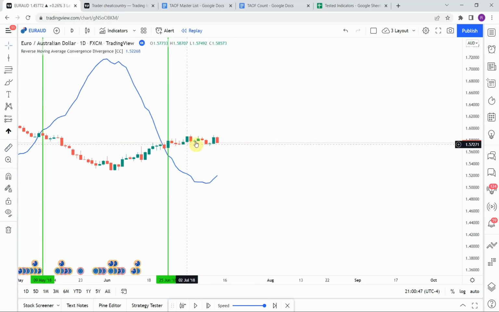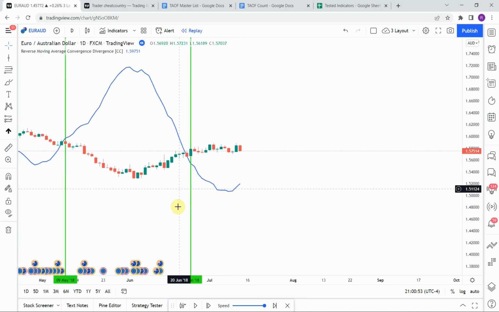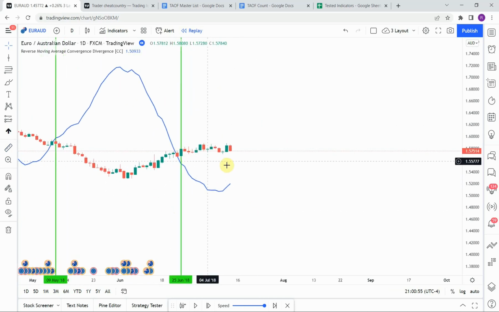All right, then we pick up a long right here on this one. Again, we see that the blue line crosses down below price action there. And we don't get quite the nice push that we got from the other two, but we got just enough of a push to the upside to get us to take profit.